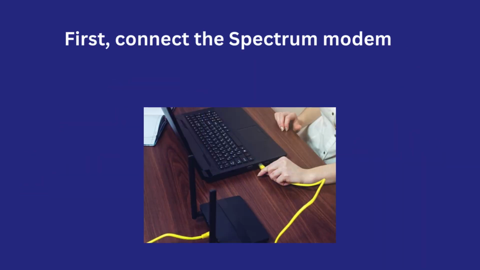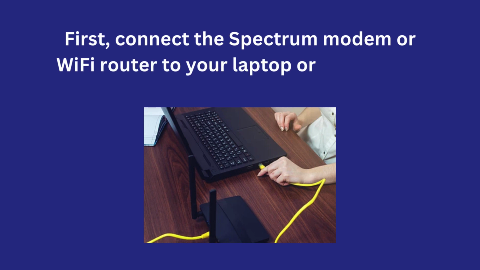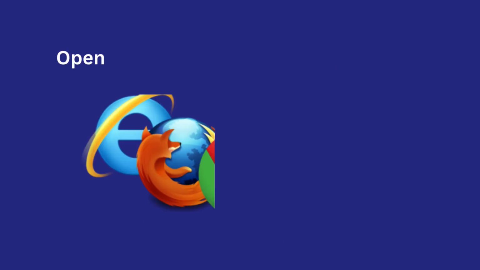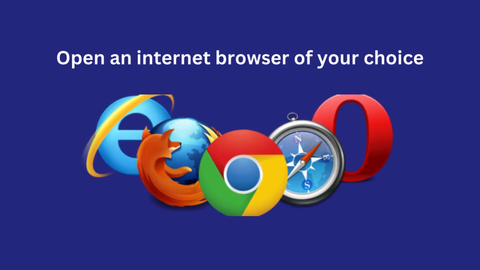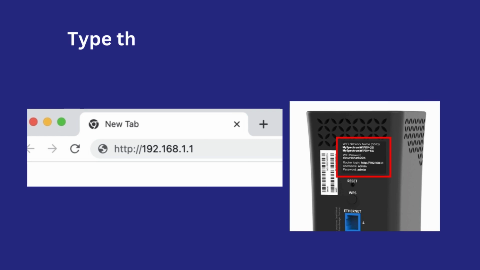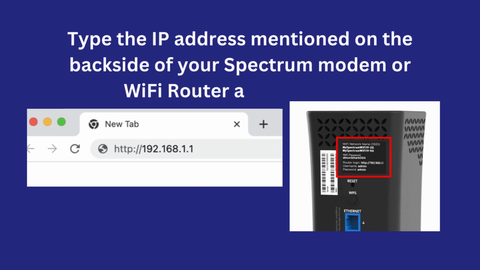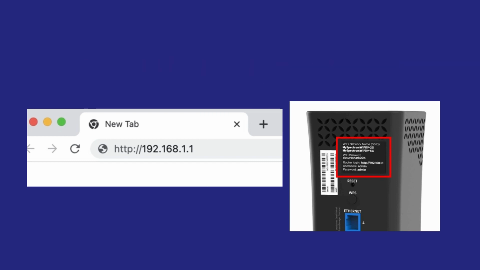First, connect the Spectrum modem or Wi-Fi router to your laptop or desktop PC via an Ethernet cable. Open an internet browser of your choice. Type the IP address mentioned on the back side of your Spectrum modem or Wi-Fi router and hit enter.